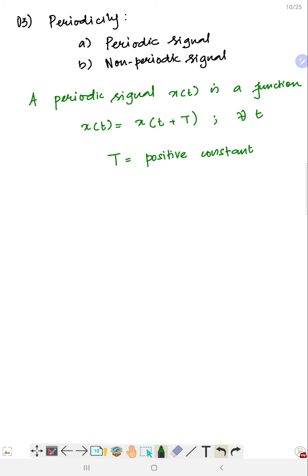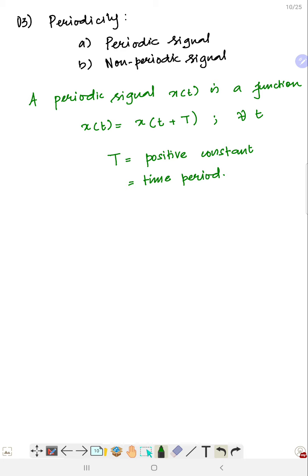And we say this T is basically the time period. Fine. So this signal will repeat itself after time capital T. We have many examples. We have sinusoidal waves, the cosine wave, which is included in the sinusoidal wave. These are periodic signals. They repeat after a specific time interval. Fine.